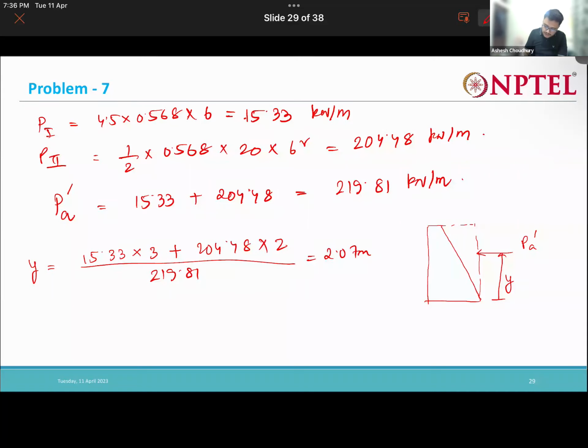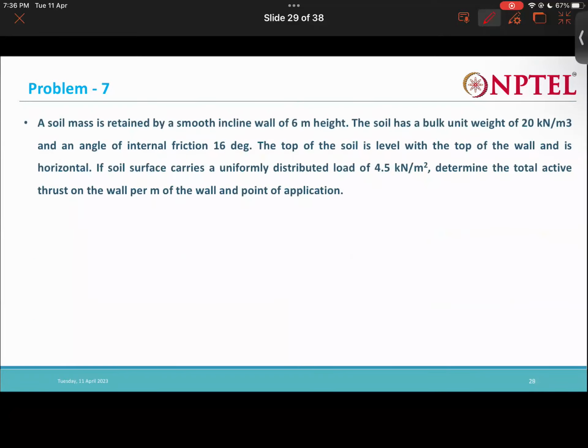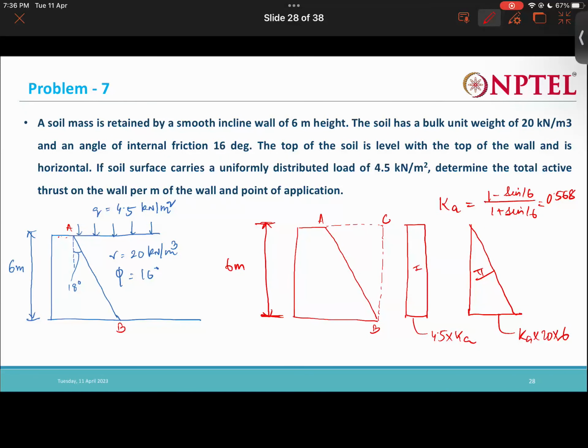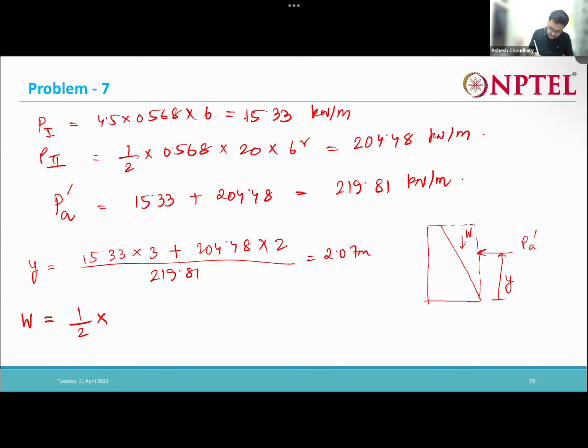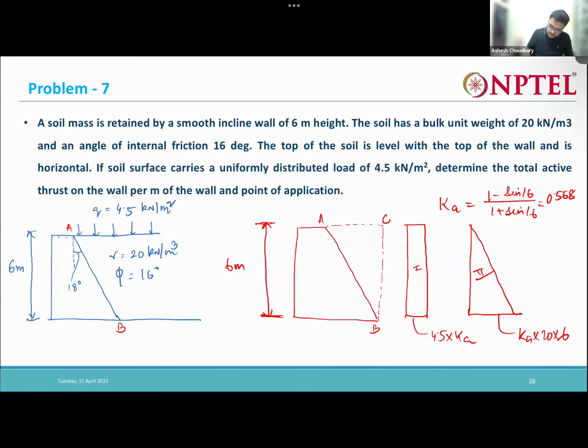Now in this wedge, soil is there, so this weight is actually acting downwards, right? In this part some soil is there. Due to the soil, that soil has a weight, so some weight W is acting downwards. Now let us find this W. W is nothing but half into 6 into AC into BC. What will be AC?